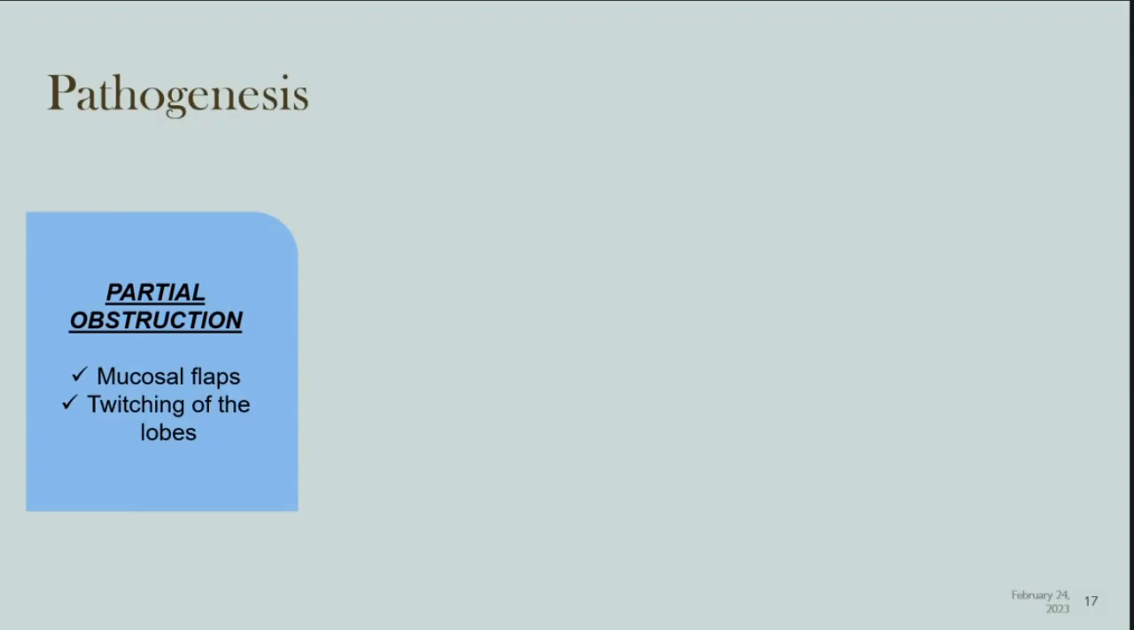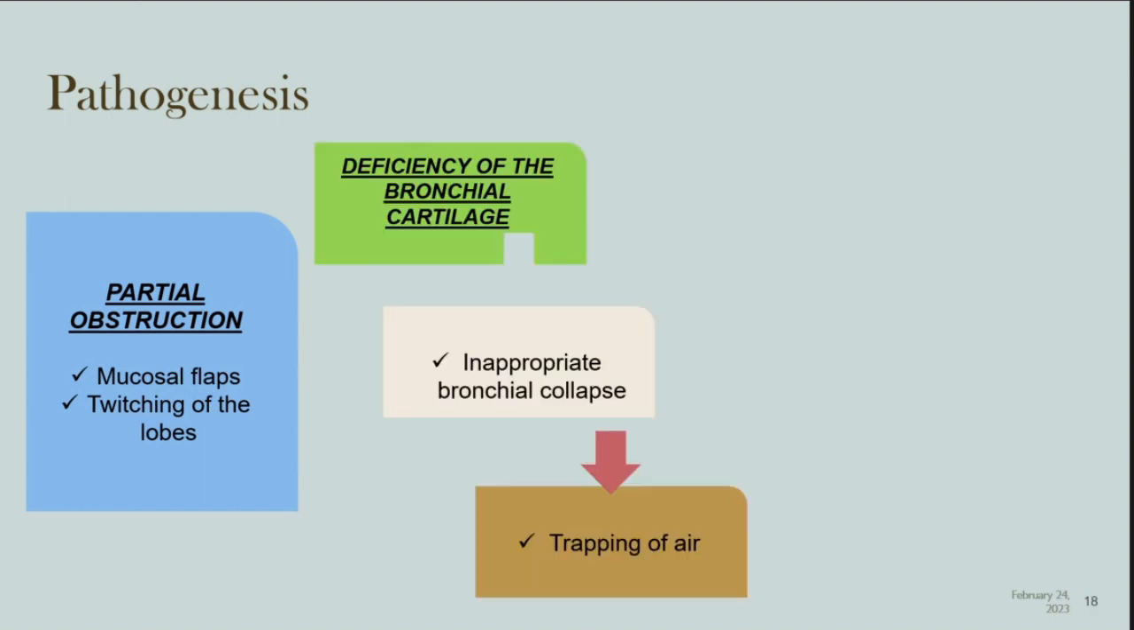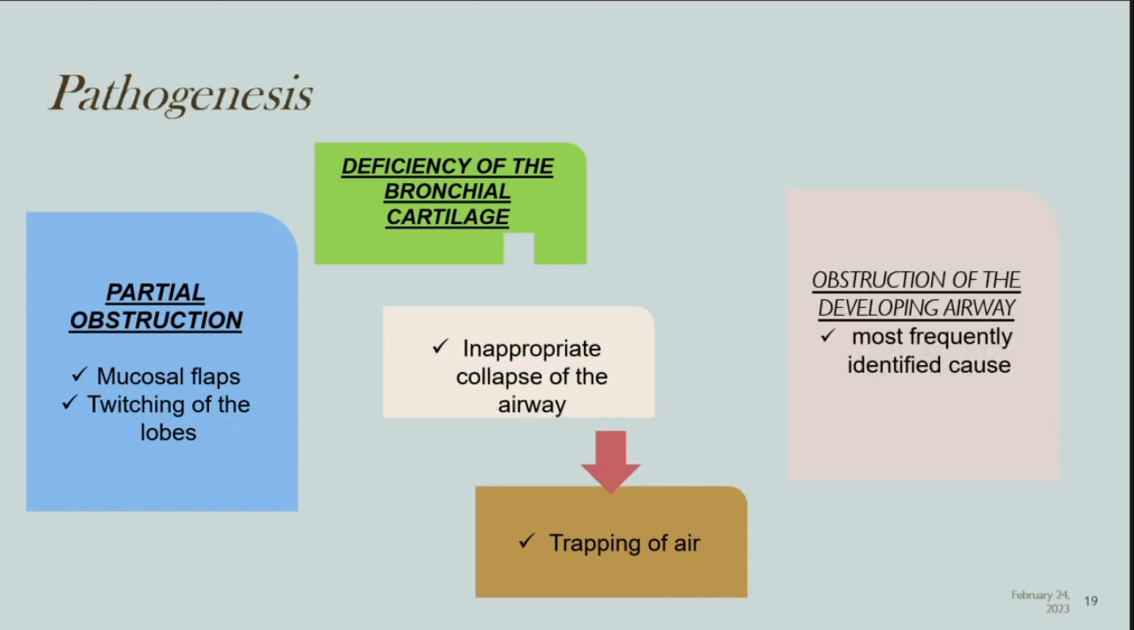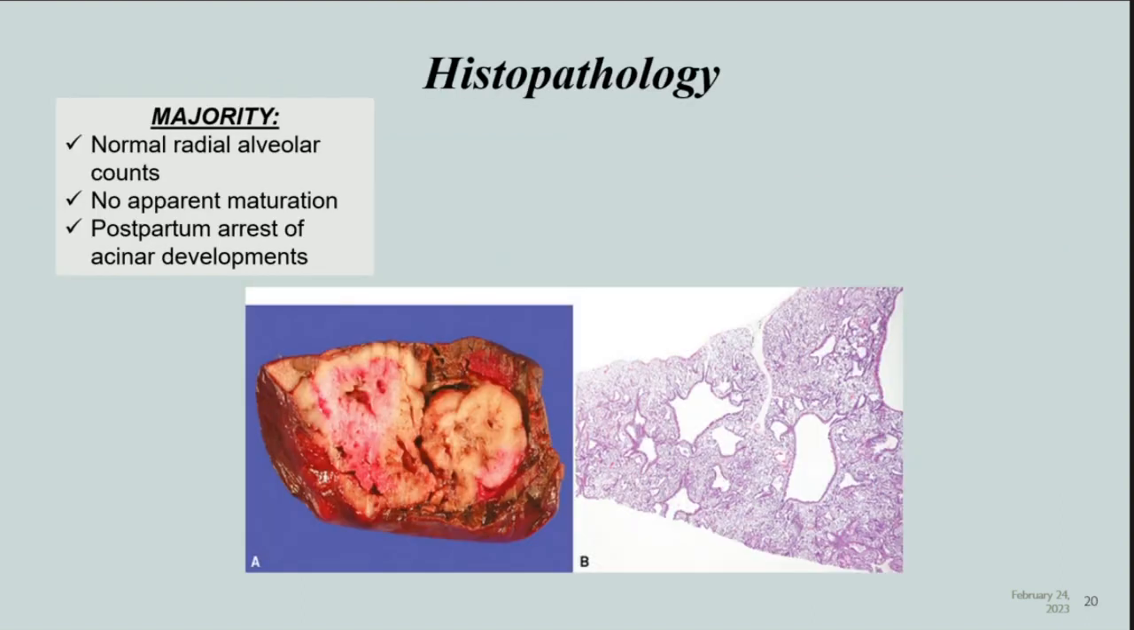Some cases are caused by easily identifiable partial obstruction such as mucosal flaps or twisting of the lobe on its pedicle. However, in many cases, a deficiency of bronchial cartilage is thought to be the cause, leading to inappropriate collapse of the airway and the trapping of air. There can also be obstruction of the developing airway, which is the most frequently identified cause.